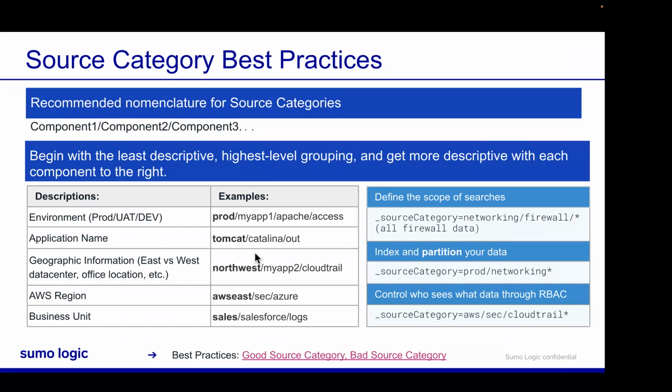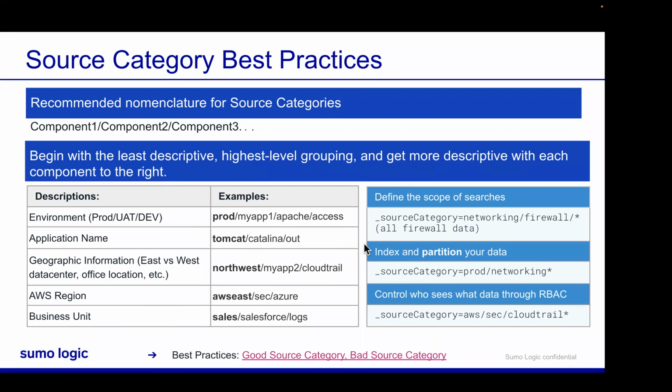Here's that example I was alluding to. So when you want to talk about source categories, here are some best practices for you. You want to use a nomenclature where you begin with the least descriptive and go to the highest level grouping, getting more descriptive. For example, if your environment is based on prod, UAT, or dev, you might have prod, my app, Apache access. Again, from the least descriptive to the highest level and so forth. Maybe it's an application name, Tomcat, Catalina out, I want my out logs. Maybe it's AWS regions, AWS East, I want my Azure logs. Or maybe it's my business unit. I want to grab those Salesforce logs from the sales group, okay?